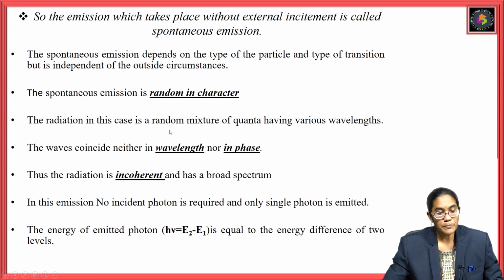In spontaneous emission, the emitted photon has some specific properties. The spontaneous emission is random in character, and the emitted photon will not maintain a constant phase difference, so the radiation is incoherent and has a broad spectrum. In this emission, no incident photon and no external source is required, and only a single photon is emitted. The energy of the emitted photon, h nu, equals the difference between the two energy states, E2 minus E1. So these are the few properties of spontaneous emission.